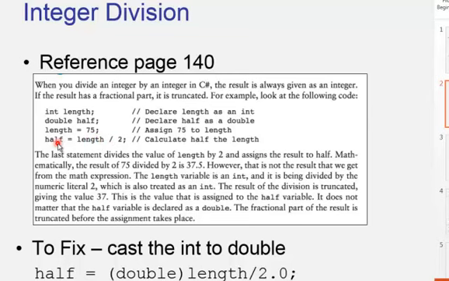So how to handle that? Let's make both of these double. Now you can't stop the fact that you declared it as an int here, but you can cast it. So we're casting length to double. I went ahead and took that 2 and made it 2.0, which makes that a double. So we've got a double divided by a double, and half will be 37.5.